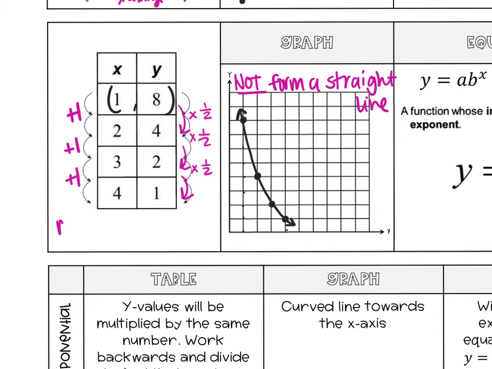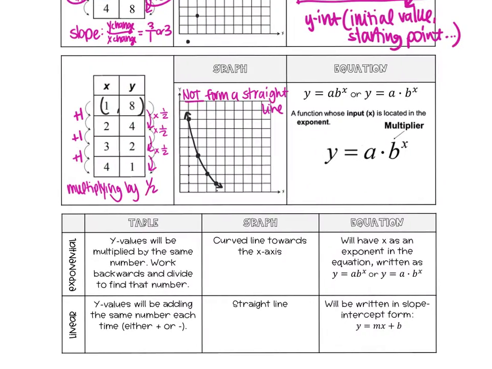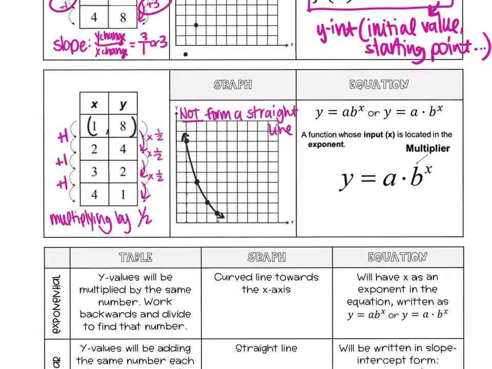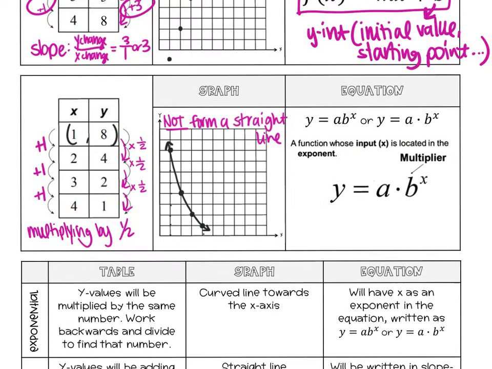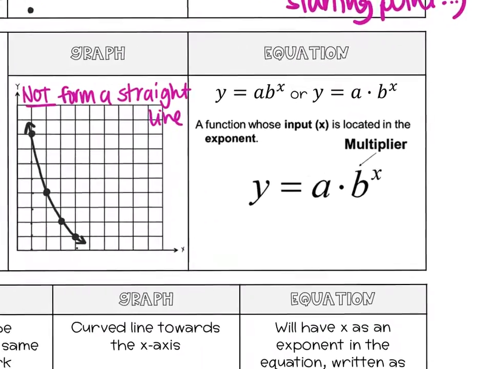And I'm going to write over here, multiplying by 1/2. I'm going to come back to that. All right, so if you get this sort of relation where you're realizing, okay, well, this isn't forming a straight line, it's multiplying instead of adding each time, there's a new form for our equation.